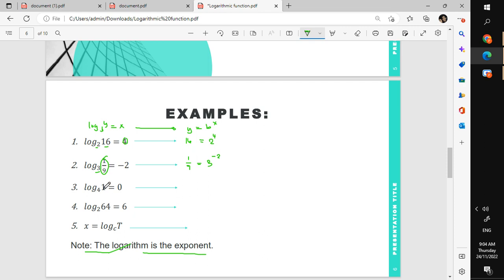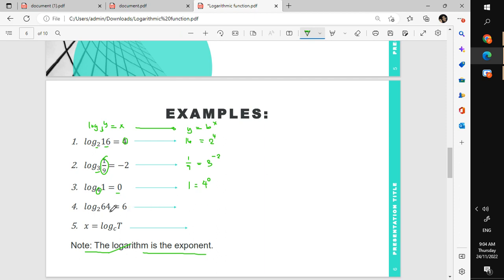the log of 1 to the base of 4 is equal to 0. So our number in here is 1. You equate that 1 to our base, which is 4, and the exponent is 0, because 4 raised to 0 is just equal to 1. Any number raised to 0 will always be equal to 1.